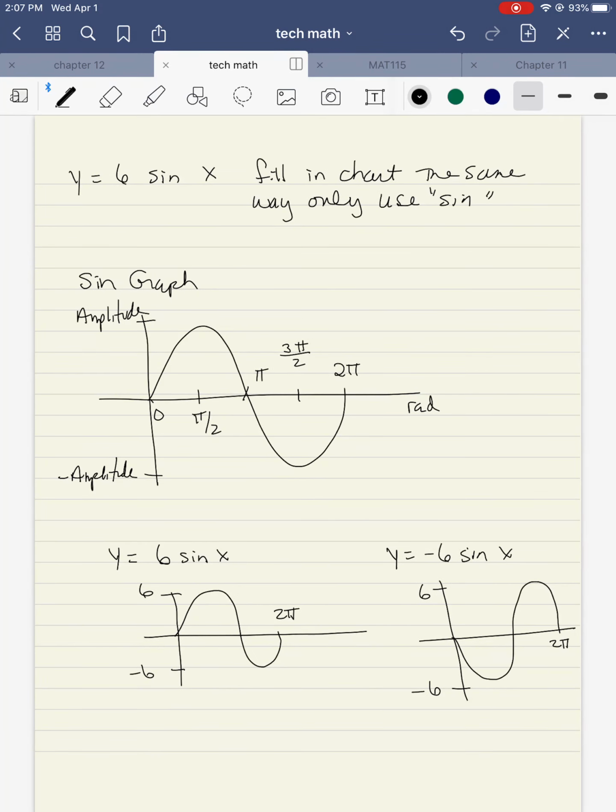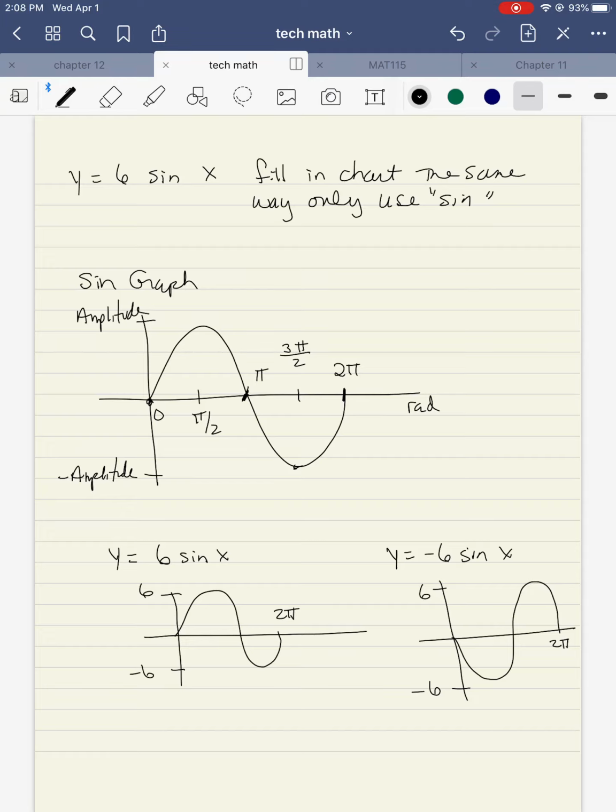If you have an equation that says y equals 6 sine x, for the chart you do exactly the same thing. Your calculator's in radian mode, but this time you press the sine button and multiply everything by 6. The basic sine graph looks like this. It starts at 0, goes up to a peak at pi over 2, crosses the axis again at pi, comes down, the negative peak is at 3 pi over 2, and finally one complete cycle is 2 pi, from 0 to 2 pi.